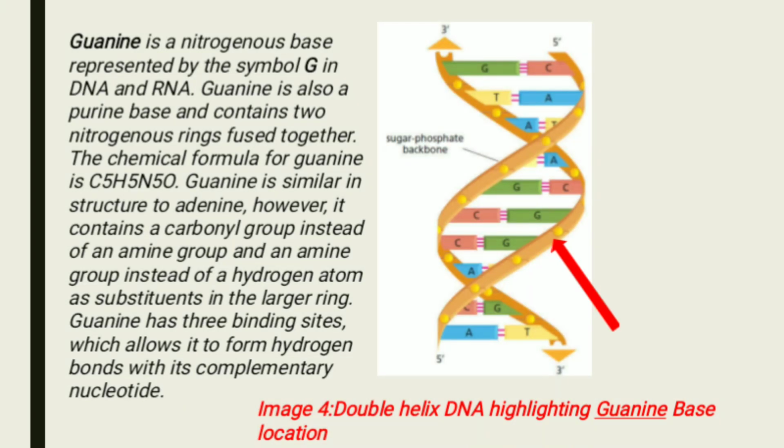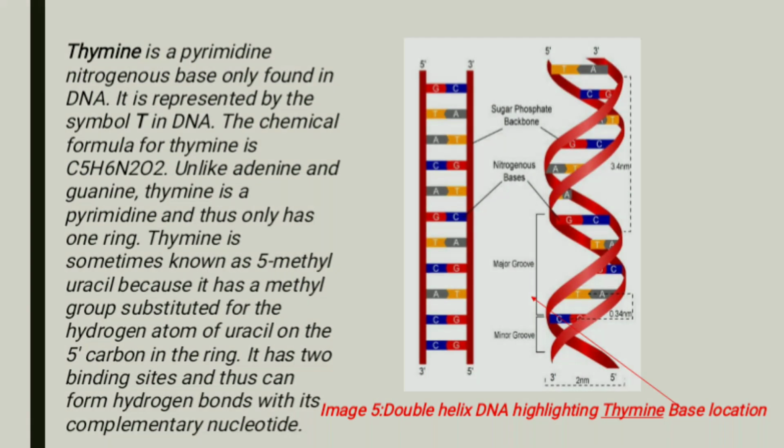Coming to guanine, it is represented by G and it is also a purine ring structure, where two rings are fused together to form a molecule. Guanine is very similar to adenine; however, it contains a carbonyl group instead of an amine group, and an amine group instead of a hydrogen atom as a substituent in the larger ring. Guanine has three binding sites which allow it to form hydrogen bonds with its complementary nucleotide.